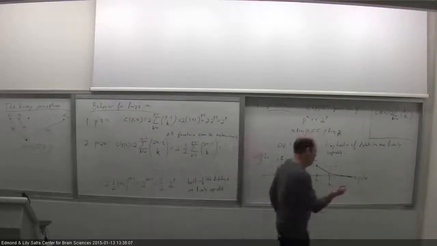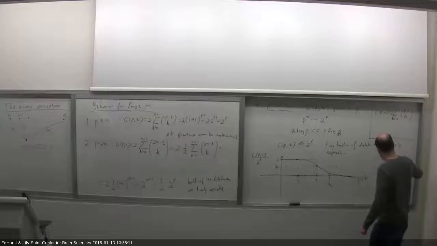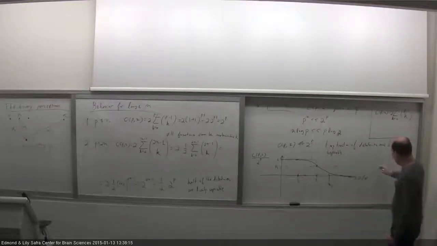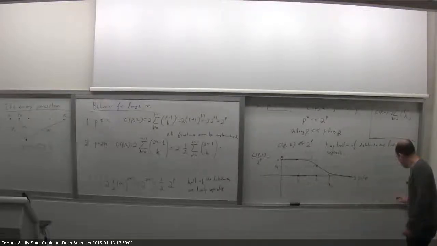Meaning that, again, for large n, essentially the result is that the fraction of separable dichotomies approaches 1 as n goes to infinity for p over n smaller than 2, and it approaches 0 for p over n larger than 2 as n goes to infinity, and it's always equal to half for p over n equal to 2.